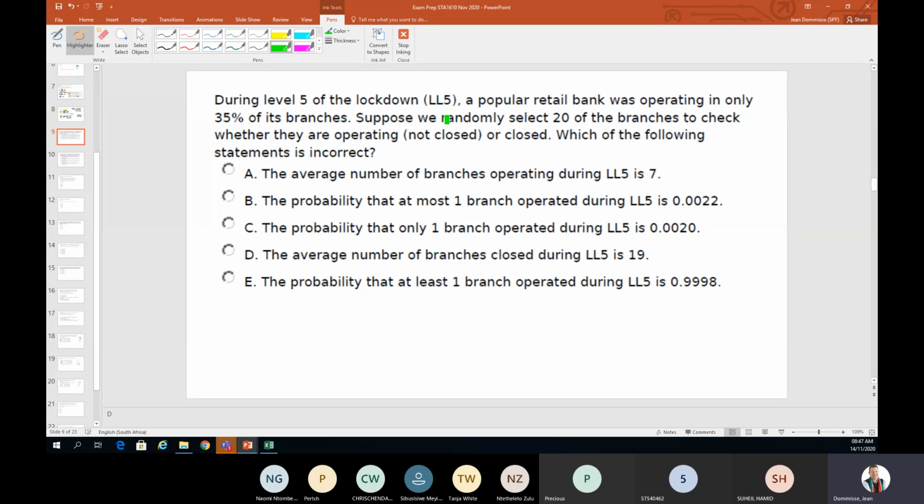During level 5 of lockdown, a popular retail bank was operating in only 35% of its branches. Suppose we randomly select 20 of the branches to check whether they are operating or closed. Which of the following statements is incorrect?